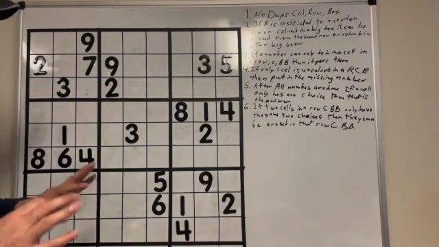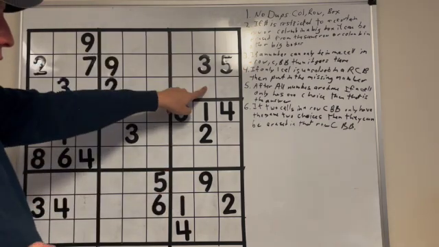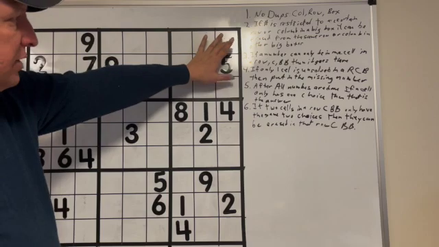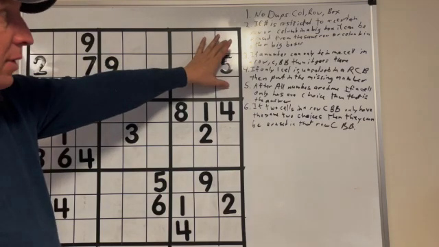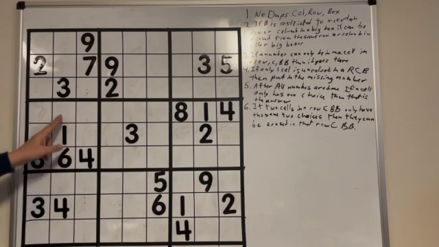It doesn't solve anything yet, but I want to point it out. Ones can't go here and they can't go here. That means they can only go on the top and the bottom. Okay? Over here, ones can't go up the middle.